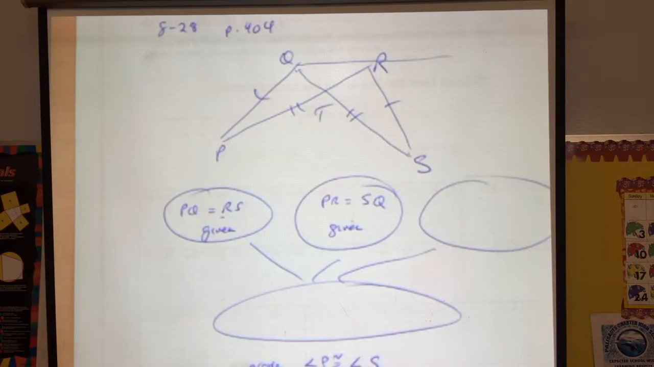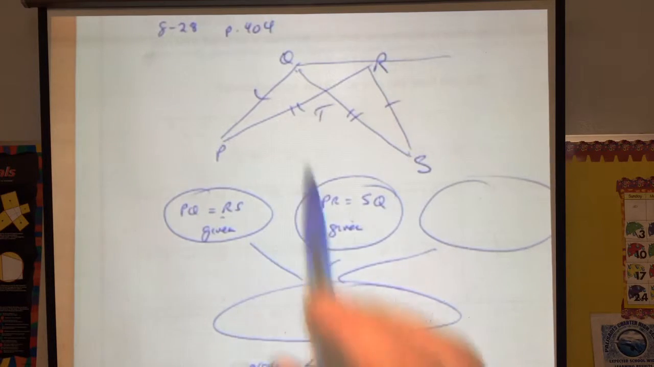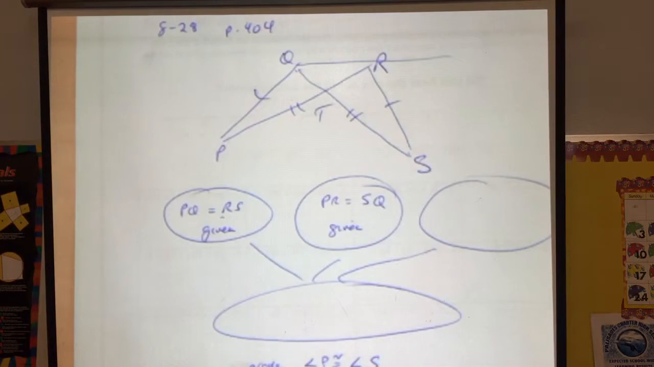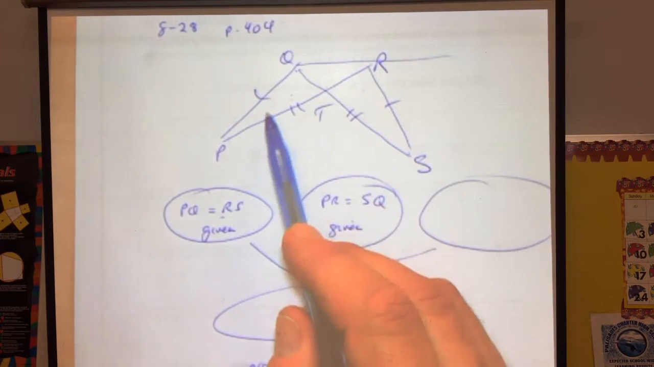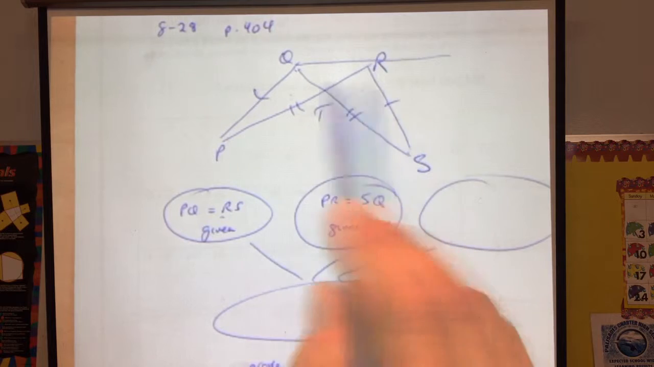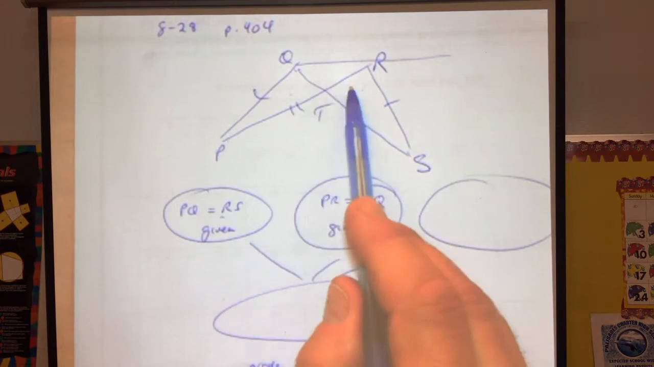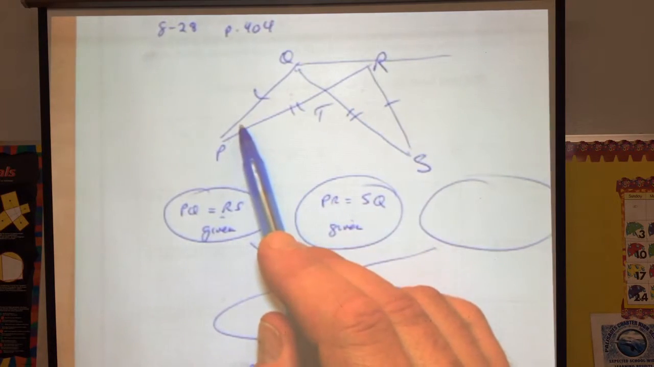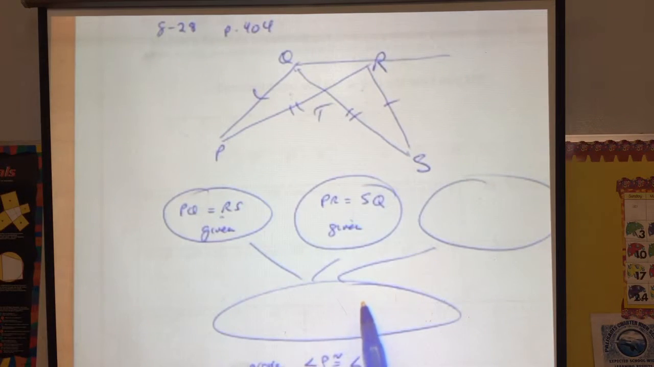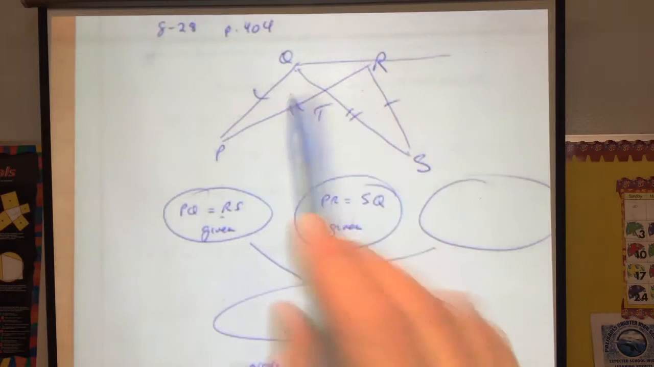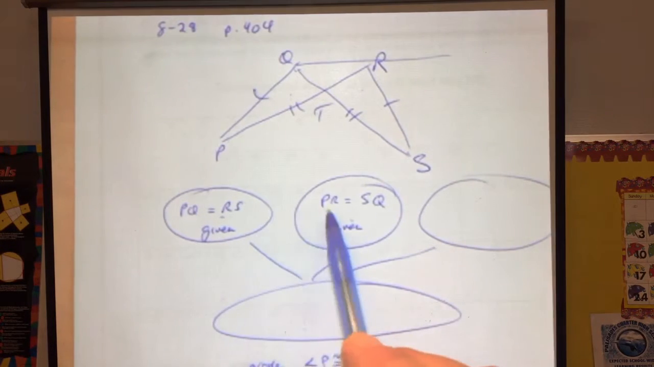Because I'm asked to prove that a part of these two triangles are congruent, I'm thinking that maybe I need, first of all, to prove that the triangles themselves are congruent. Because if I prove that these two triangles are congruent, that would be PQR and SRQ, then by CPCTC, I will have angle P and angle S congruent. So I'm going to try to prove these two triangles are congruent.